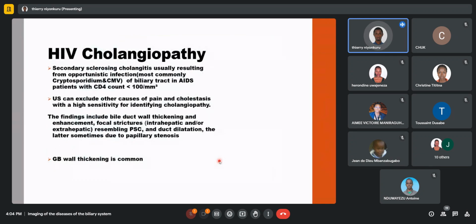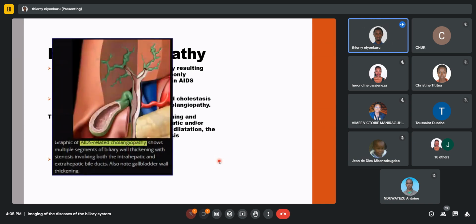So we have what we call HIV cholangiopathy. It may be due to secondary sclerosing cholangitis, and it presents in patients with HIV with low CD4 count. So ultrasound can exclude other causes of pain and cholestasis, with high sensitivity for identifying cholangiopathy. The findings will include bile duct wall thickening and enhancing focal strictures, and it will resemble mostly primary sclerosing cholangitis and duct irregularity, and it may lead to papillary stenosis. So gallbladder wall thickening is very common. This is a diagram which shows this gallbladder wall thickening and intra and extrahepatic duct wall thickening.